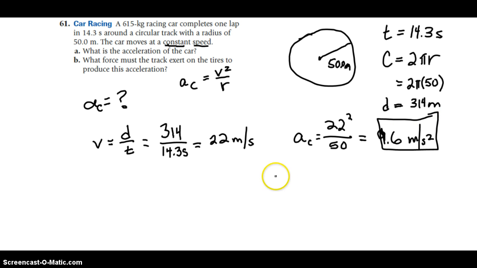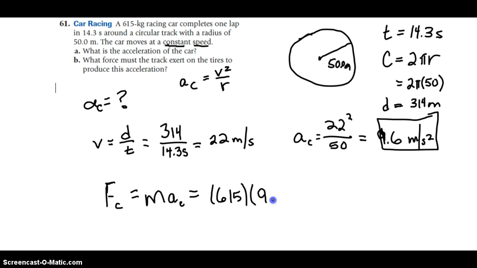Now from this point, we want to find the centripetal force. Remember, just like any force, mass times acceleration, but centripetal force is going to be mass times centripetal acceleration, which our mass is 615 kilograms. Our centripetal acceleration is 9.6 meters per second squared. Multiplying those two together, I'm going to get 5,930, 3 sig figs, which I should add a sig fig up here, 5,930 newtons.